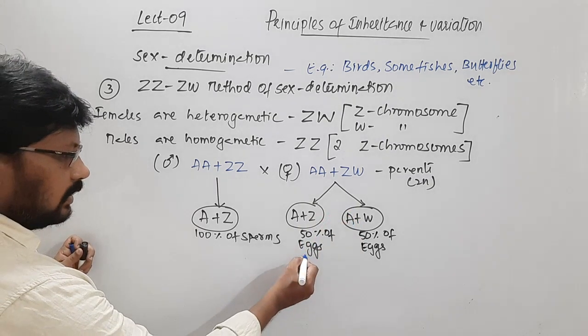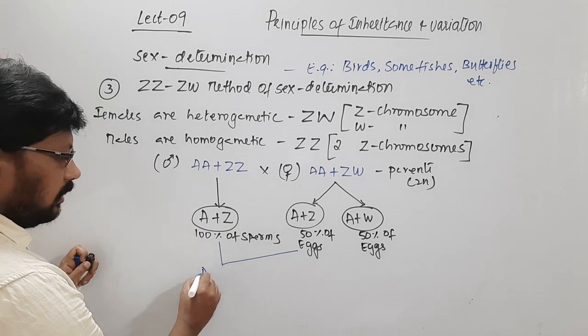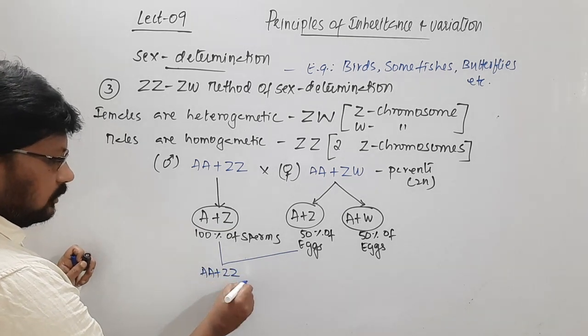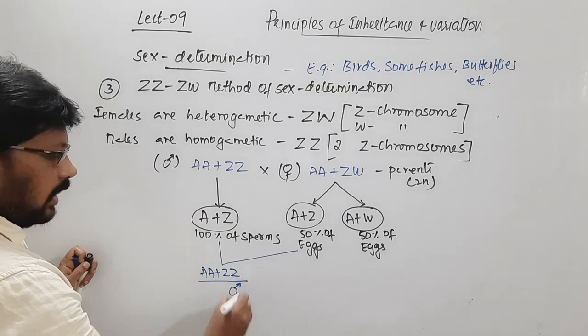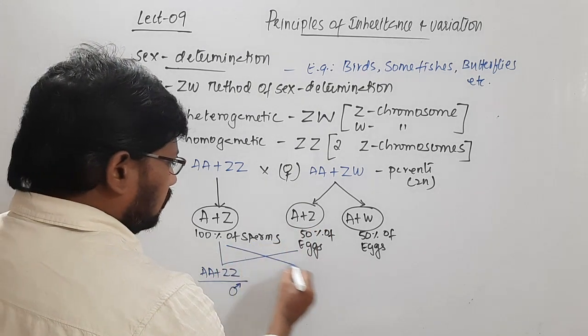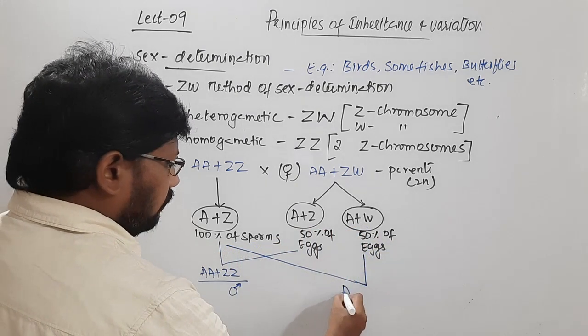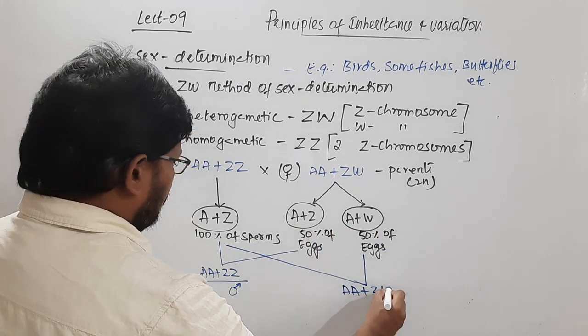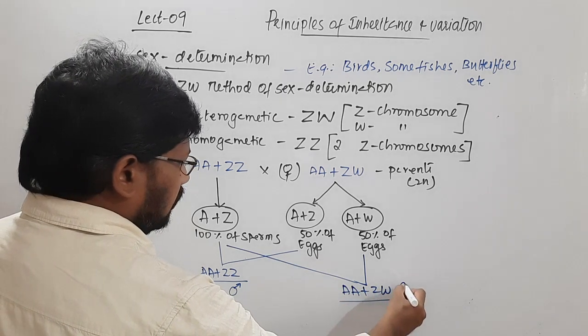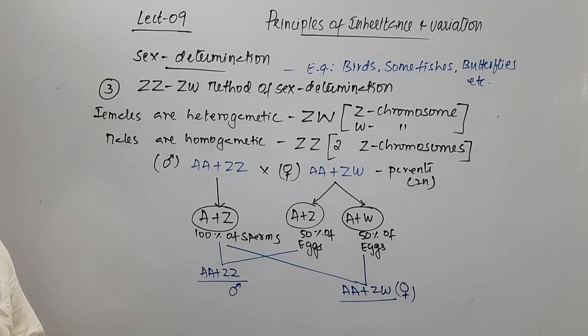Now, when the egg with the Z chromosome comes in contact with the sperm having the Z chromosome, it will be AA plus ZZ. So this will develop into a male individual. And when the sperm with the Z chromosome comes in contact with the egg with the W chromosome, it will be AA plus ZW, and this will be the female individual that develops. So this is the ZW method of sex determination.